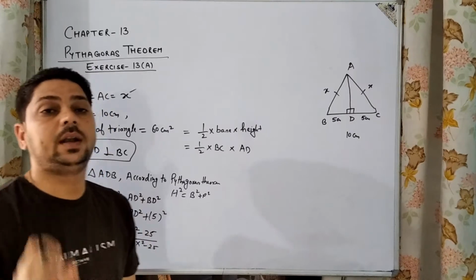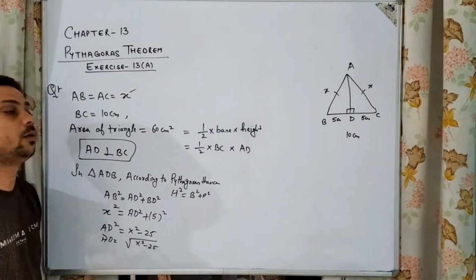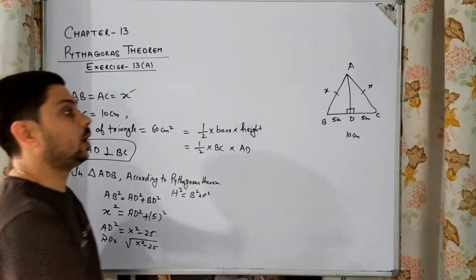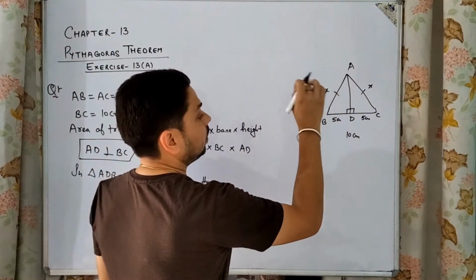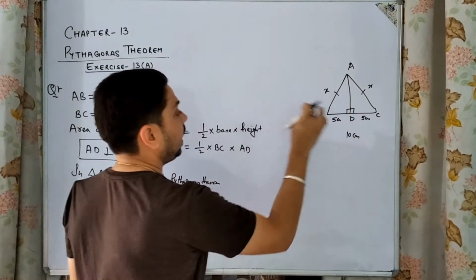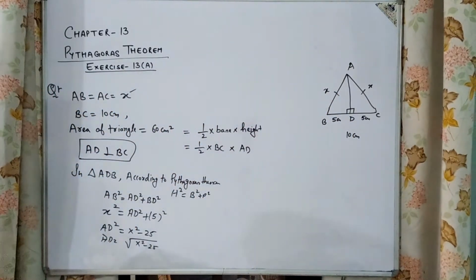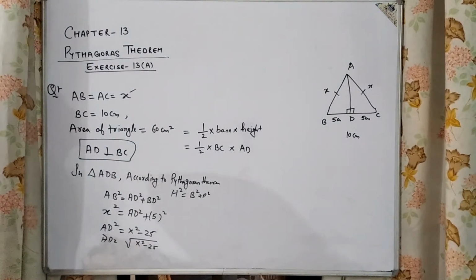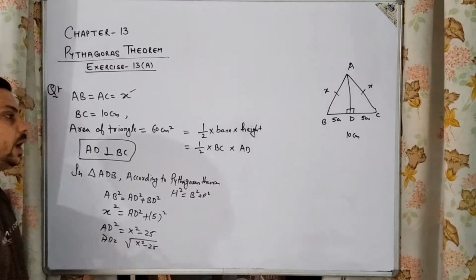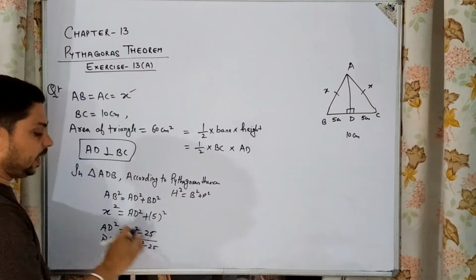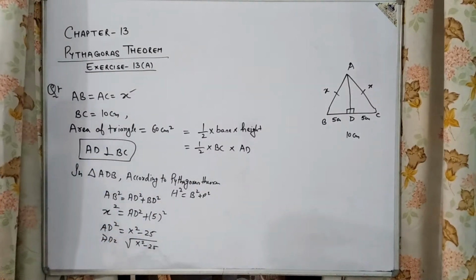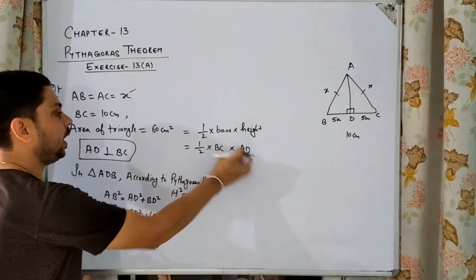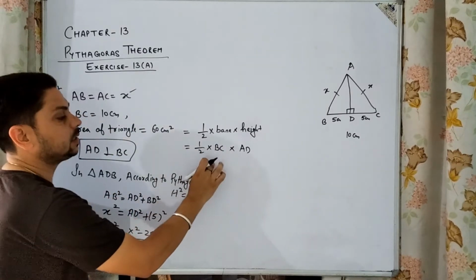We will only take the positive value of the square root here because it is a question of length, breadth, height, and length, breadth, height cannot be negative here. Okay, so we have AD equal to square root of x square minus 25. Now substitute all the values of BC, AD and area of triangle in this part here.